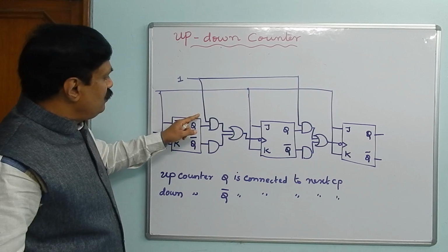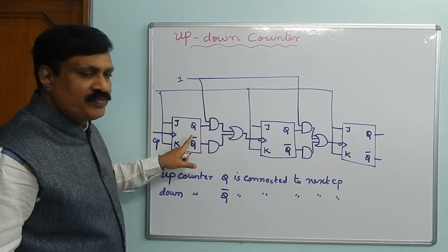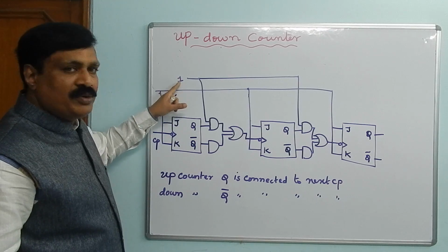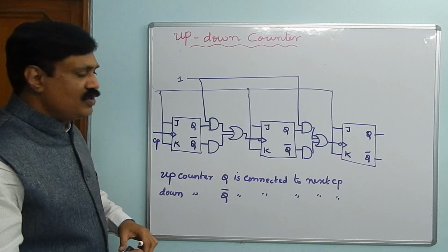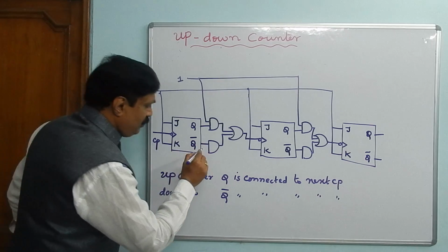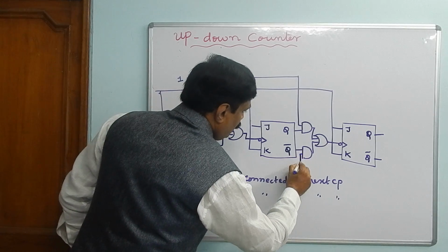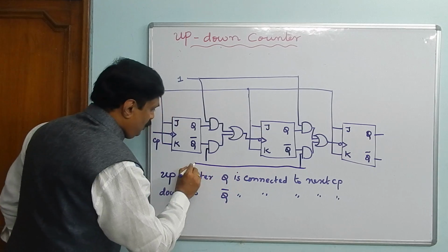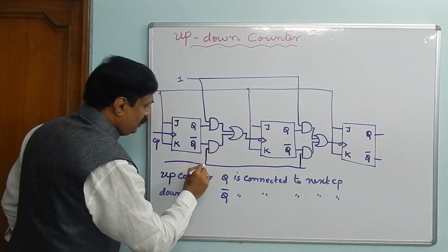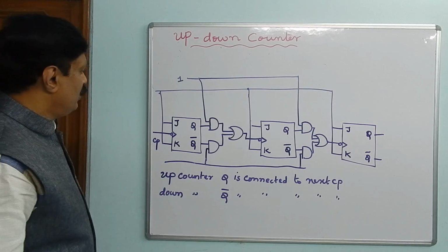Now this AND gate, if it is 1, it will respond for this output. If this AND gate is 0, that means this input is 0, then this AND gate will not respond. I will explain after the complete connection. Now this AND gate and this AND gate are connected together.